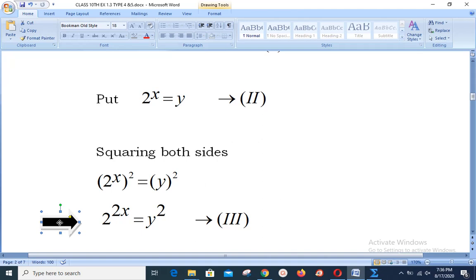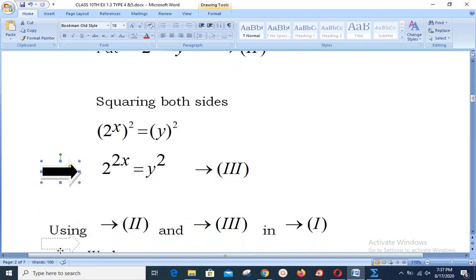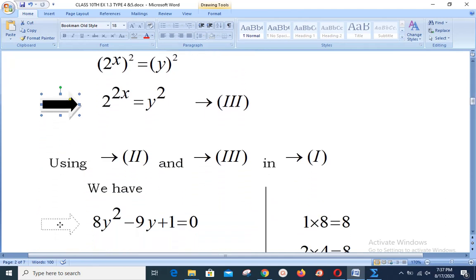Using both these equation number 2 and equation number 3 in equation number 1 we have 8y square minus 9y plus 1 is equal to 0. Viewers, observe that it is the standard form of a quadratic equation. It can be compared with the standard form if you want to solve by using the formula, and if you want to solve by completing the square method, it can be solved using the completing square method as well. But the shortest and easiest, as you already practiced and I told you, is the factorization method.